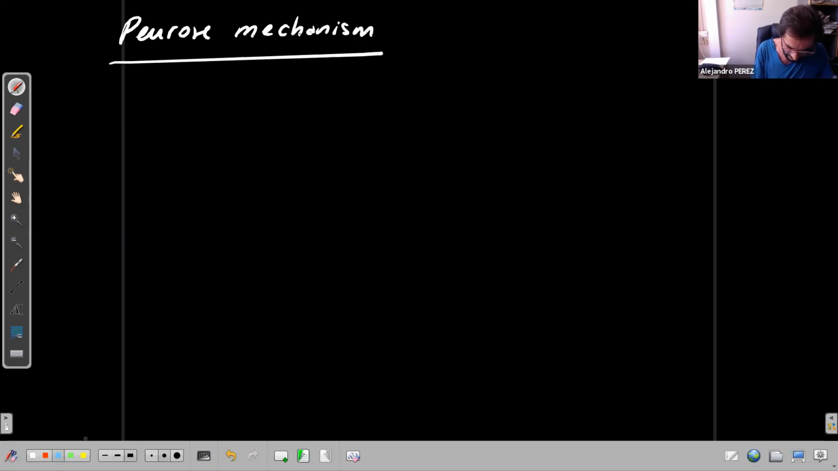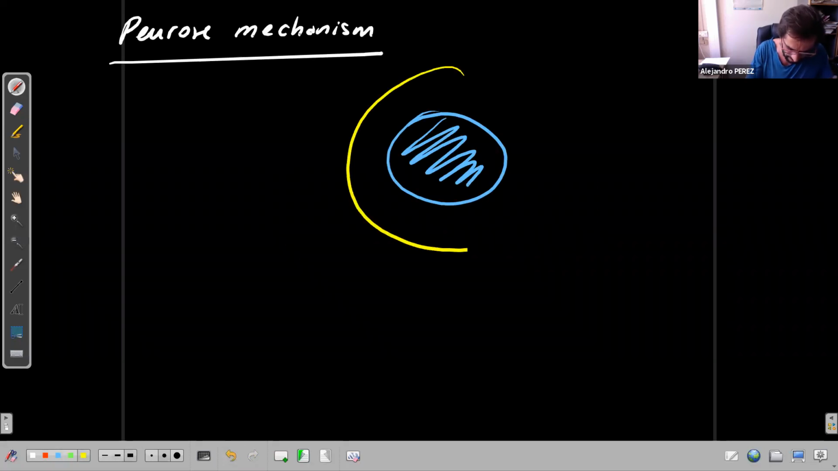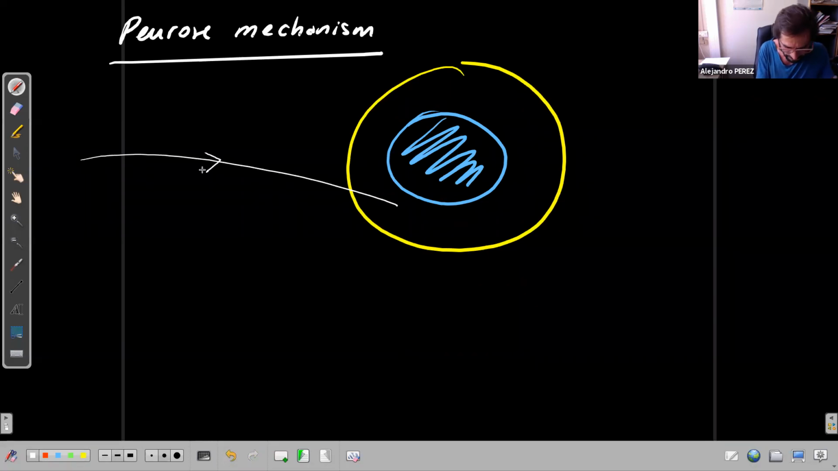So again, we need a picture. This is the black hole region. This is the ergosphere around it. And now imagine that you have a particle that you send from infinity with momentum P0A. Now, when you get inside the ergosphere, you arrange for this particle to split into two pieces.